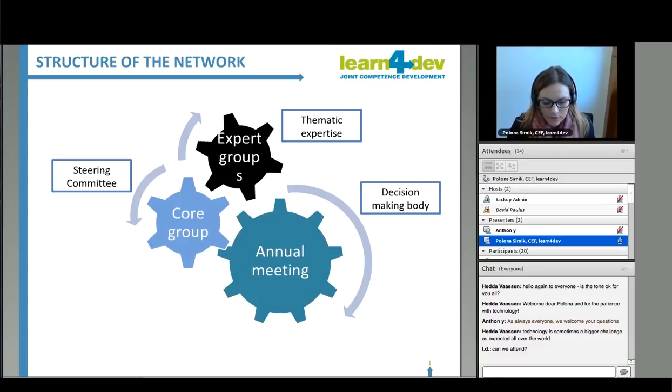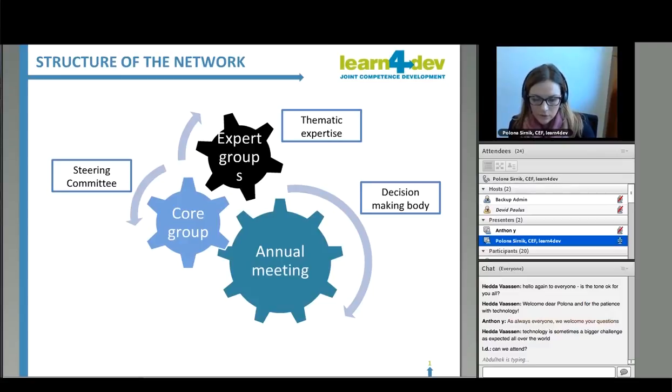Responsibility for organization of the annual meeting is on the core group, which is another part in this structure of the network. And in addition to organization of the annual meeting, the core group also supports communication of the network and work of the expert groups.